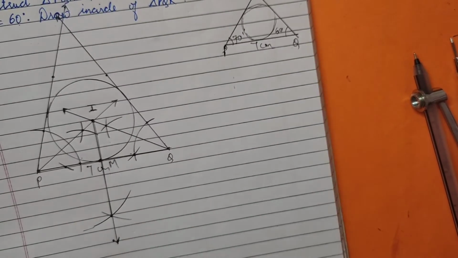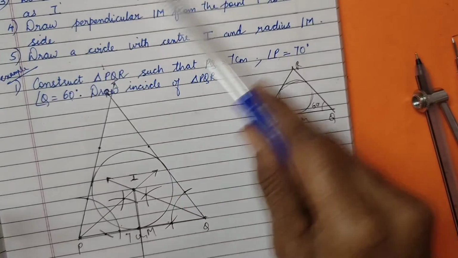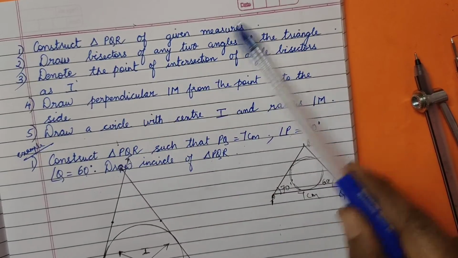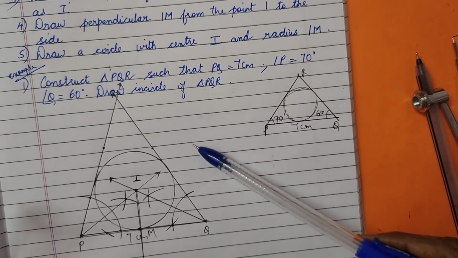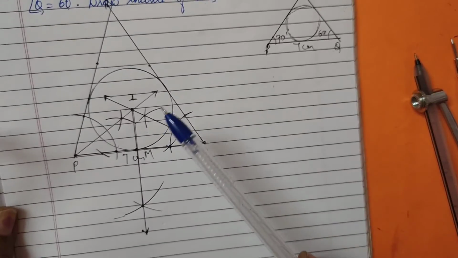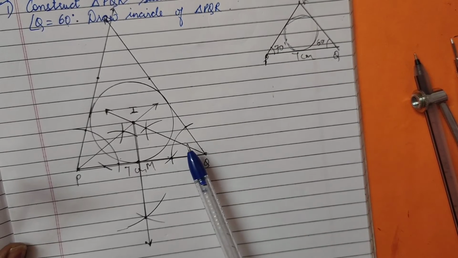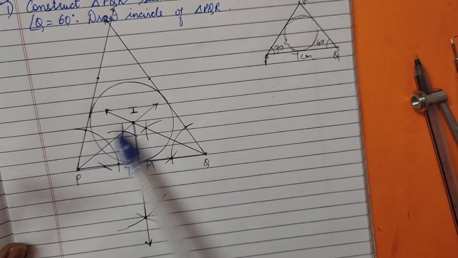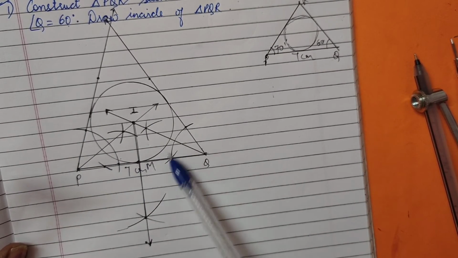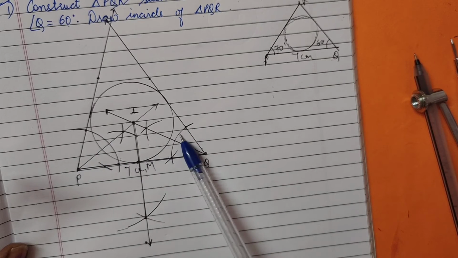So you are going to see each and every step. You need not write this. These steps are for you to know how to go for the next one. Okay. So we will recap again. What did we do? First we constructed a triangle. Triangle बना दिया. Then we made an angle bisector on this angle and this angle also.